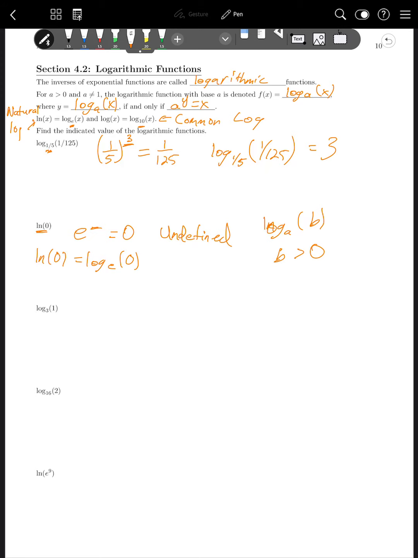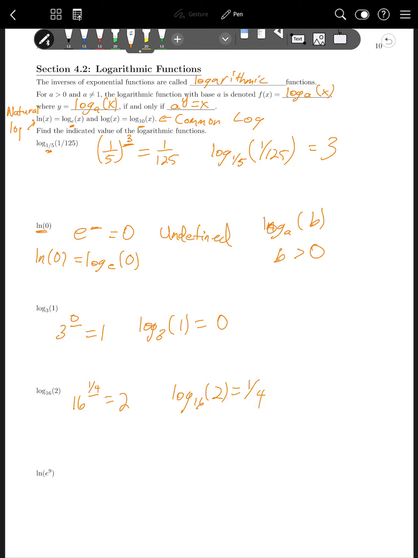Okay, so the next one is log base 3 of 1. That would be 3 to the what power equals 1. And that answer is 0. 3 to the 0 power is 1. So log base 3 of 1 equals 0. Okay, keep going on down here. The next one is 16 to the what power equals 2. Well, here we want to take the fourth root. The fourth root of 16 is 2. So that means 1/4. So log base 16 of 2 equals 1/4.